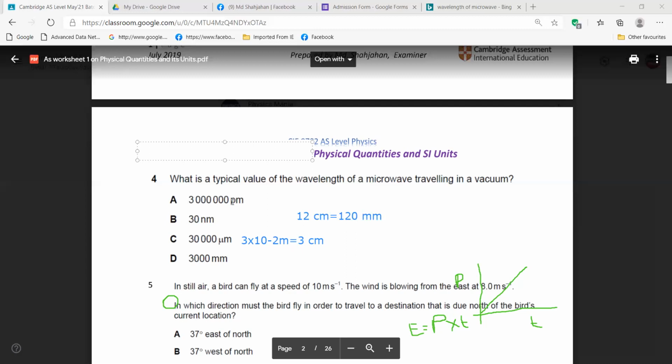So which one is closer? That millimeter one, C. Because millimeter is 3000 and it is only 120. But centimeter is matching very close. 12 centimeter and 3 centimeter is matching, right? Yes, sir. So C is our closest one. We can take this one as typical value of wavelength of a microwave. Is it clear? Yes, sir.